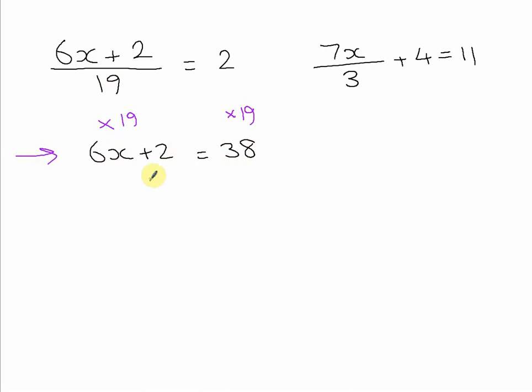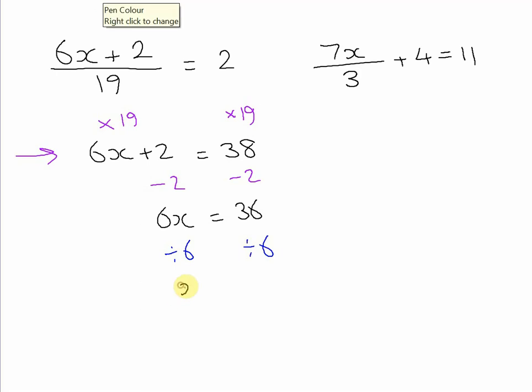6x plus 2 is 38. Let's remove the 2. We end up with 6x equals 36. Nice friendly numbers. So we're going to divide by 6. And we get 6.